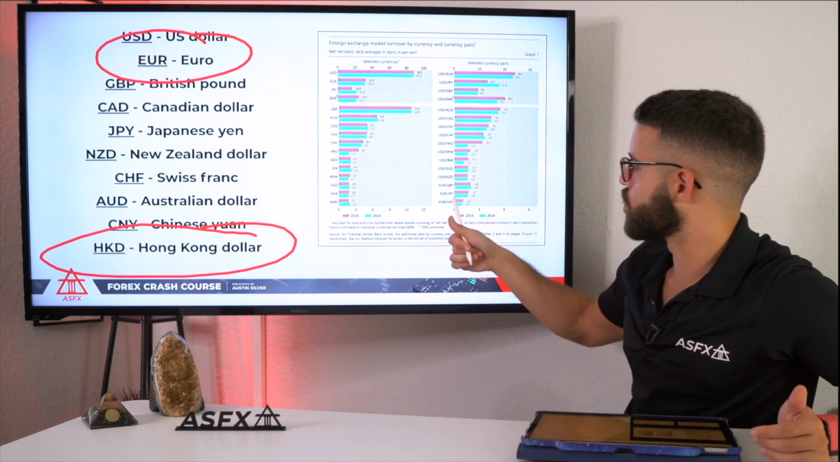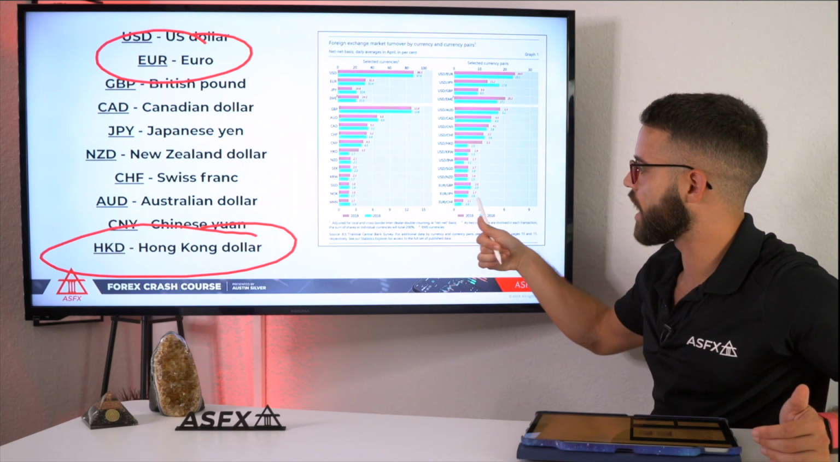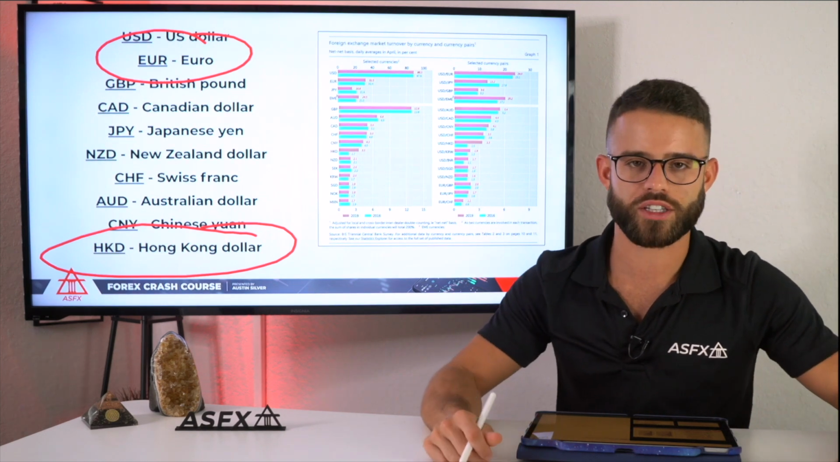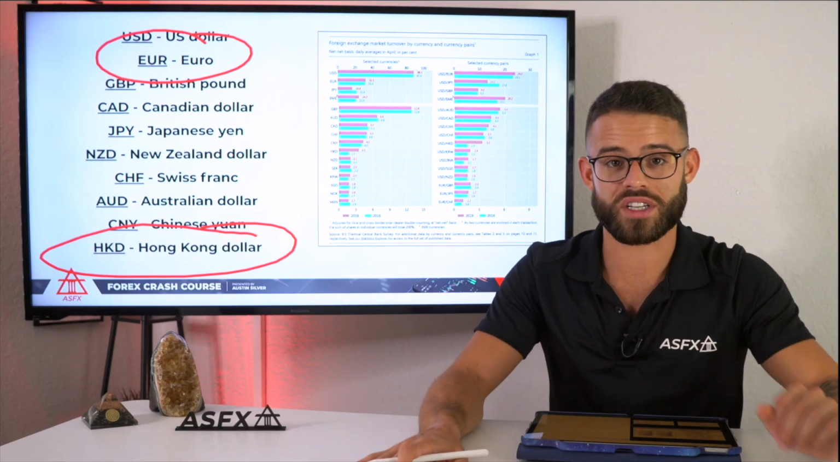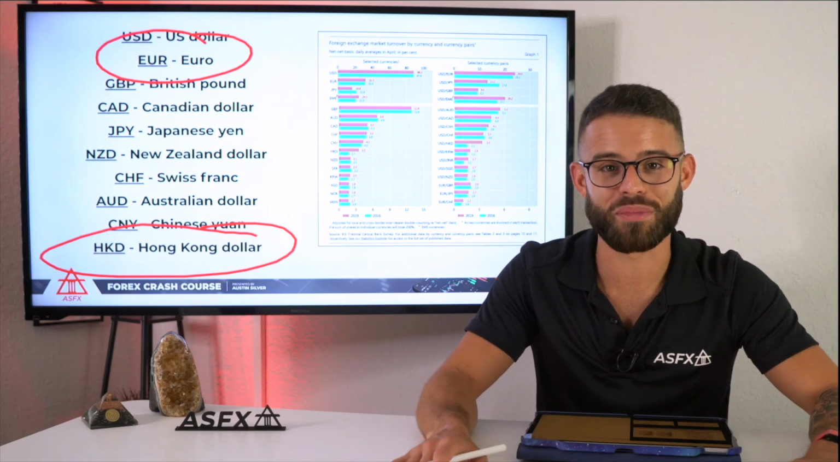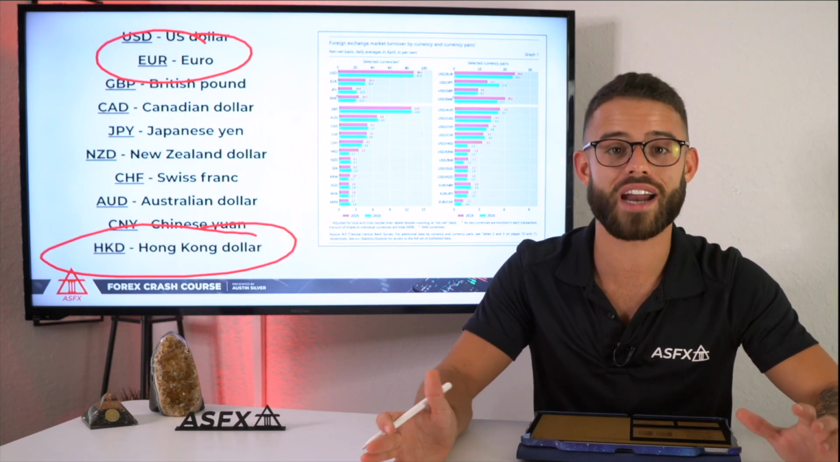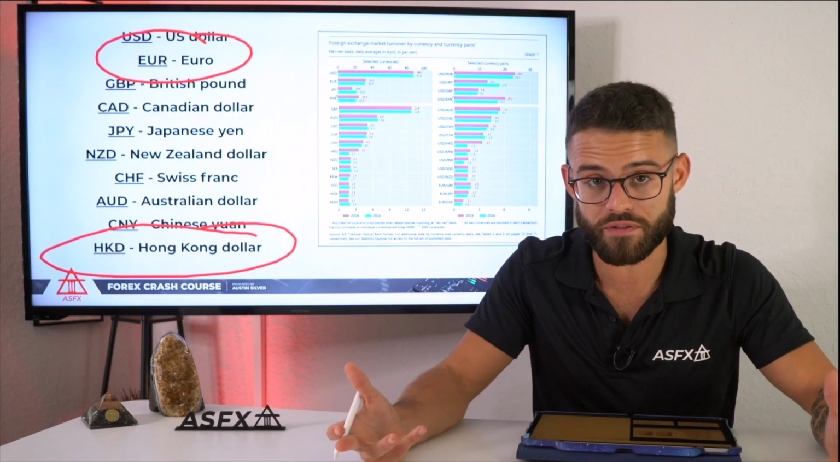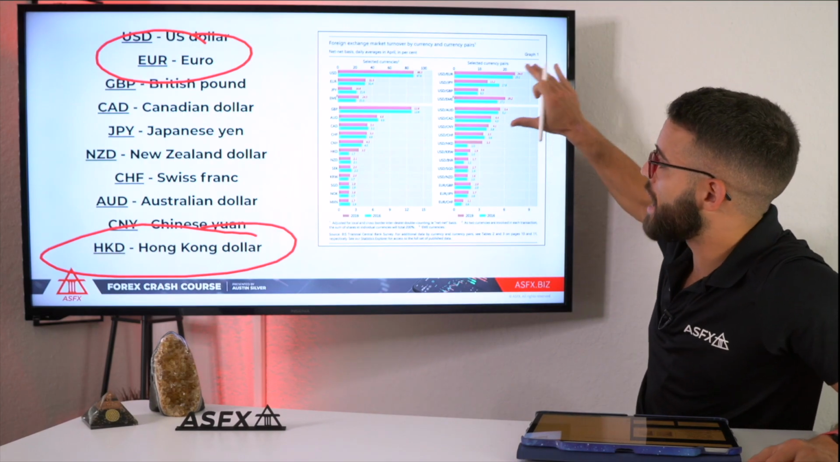For example, Euro CHF is way down here at only 1% of all currency transactions. Euro CHF, when you guys continue to move through the content, is one of the least favorited pairs by me and people that trade with us at ASFX. It is not a volatile pair. It doesn't move very much. So you want to stay focused on these pairs that are moving.